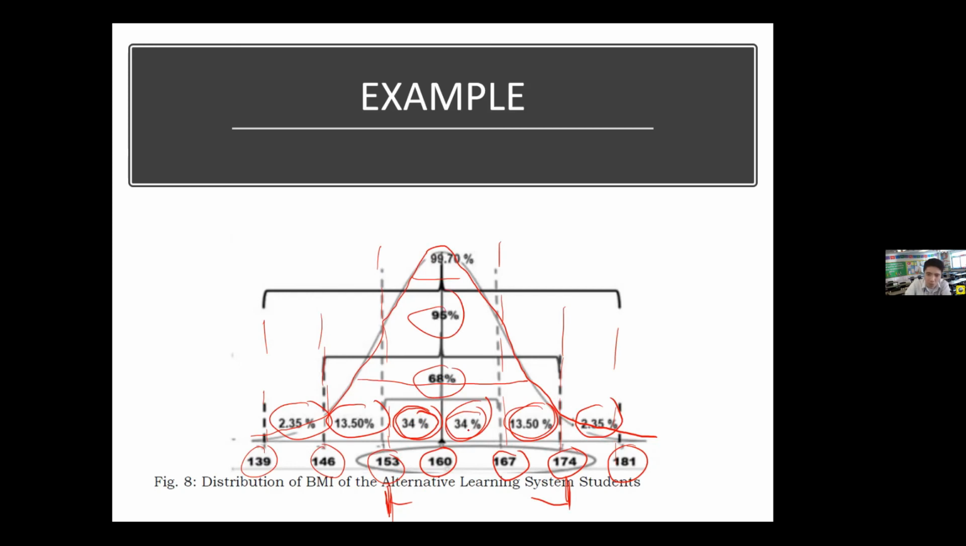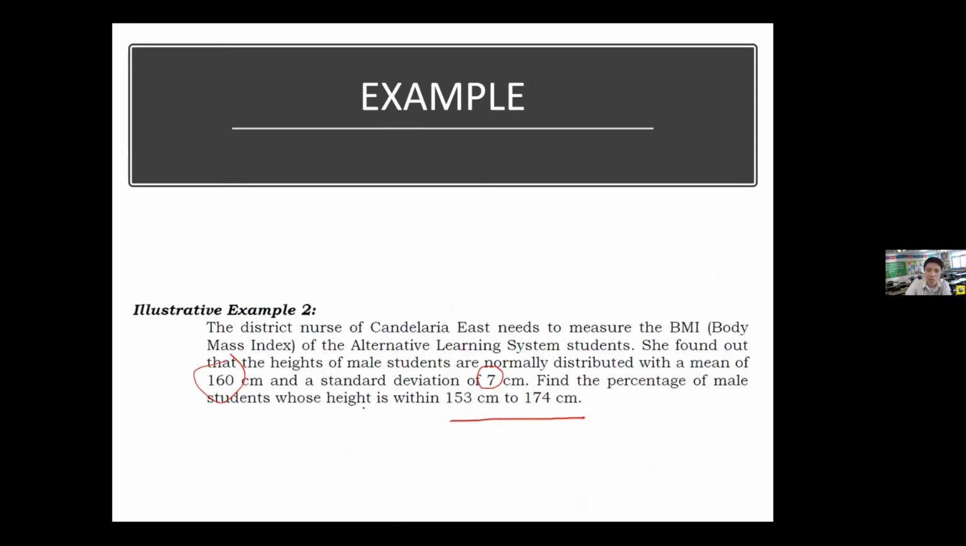So since 153 to 174 lang man ang question. So pila ka percent tanan i-add na lang nato 34 plus 34 plus 13.5. So 4 plus 4 is 8, 9, 10, 11, plus 81. So therefore 81.5%. So ang answer ani na ay 81.5. Tama ba? 81.5% of the male students ang height is within 153 to 174. So yan ang application sa ato ang normal curve.